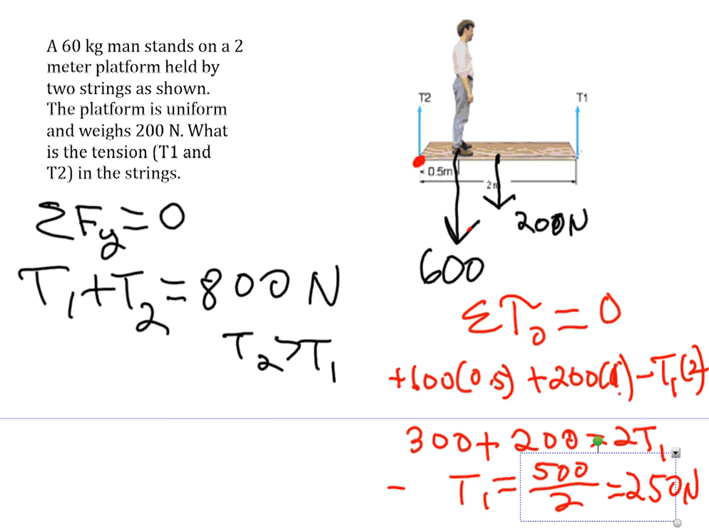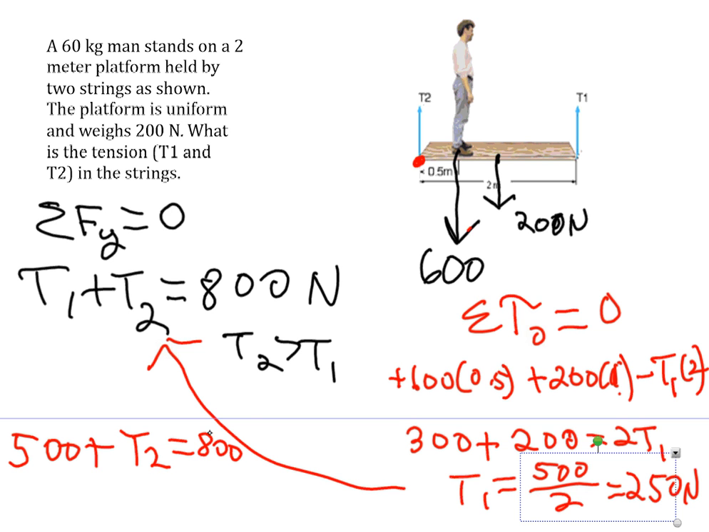And now we go back here and calculate what T2 is. T1 plus T2 is 800, so 500 plus T2, which is what we're looking for, equals 800. And we can see that T2 is going to equal 550 newtons. So as we surmised before, T2 is bigger than T1 because the guy is closer to it. T1 is 250, T2 is 550.